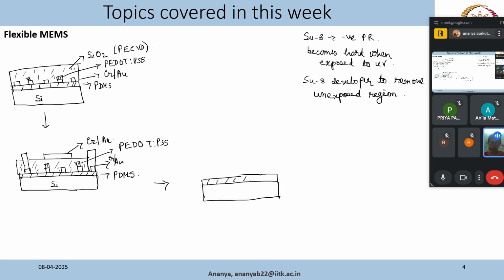This is PDMS. This is our gold interdigitated electrodes, or not exactly interdigitated. As part of the design it was not exactly interdigitated. This is our contact pads. This is SiO2 insulating layer, gold.